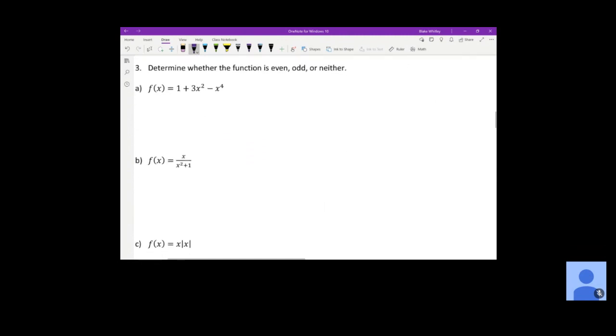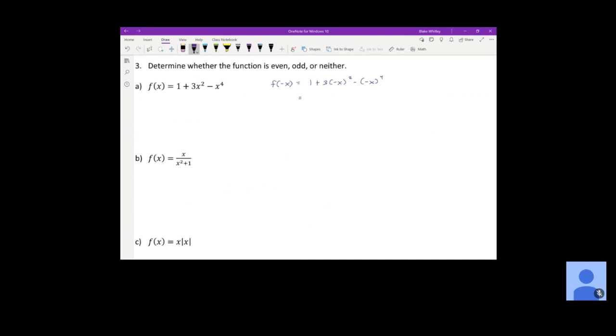Right. Number 3. Okay, so now we want to figure out, is each of these functions even, odd, or neither? So how are we going to determine if we have an even function, odd function, or neither? Good. A negative x and see what happens. So we're going to do f of negative x. For the first one here, that's 1 plus 3 times negative x squared minus negative x to the 4th.